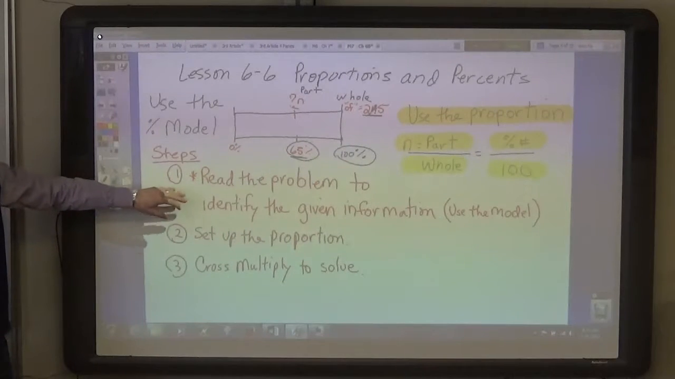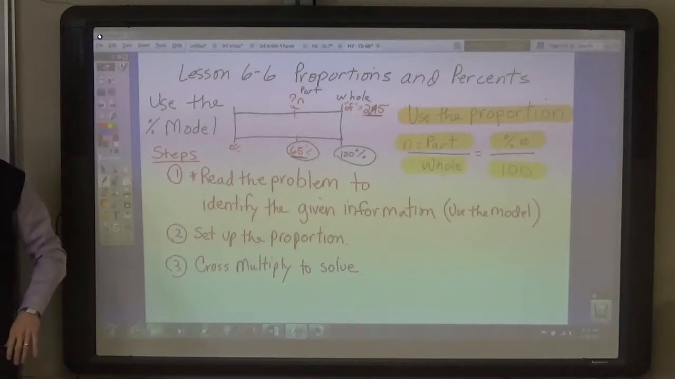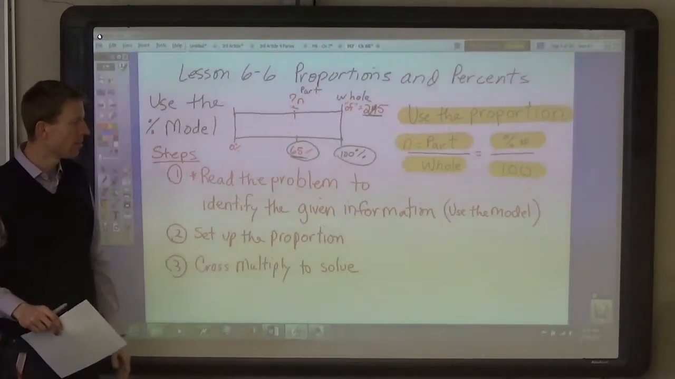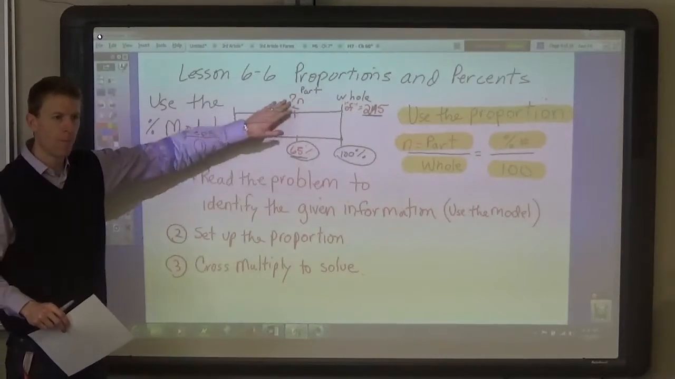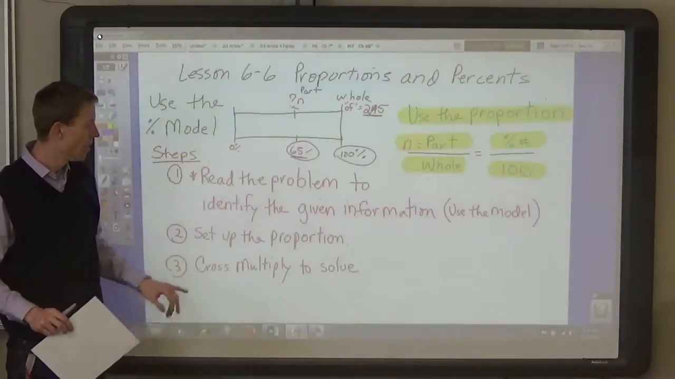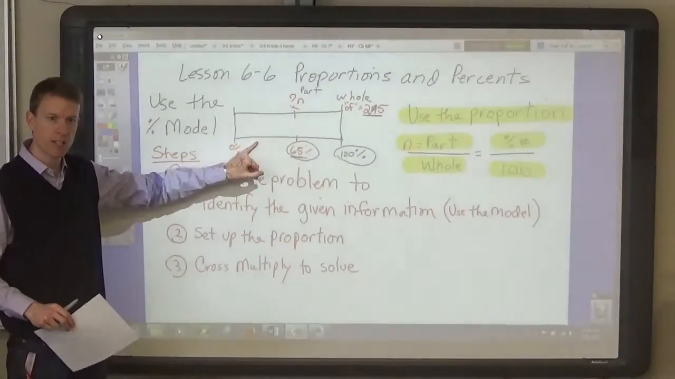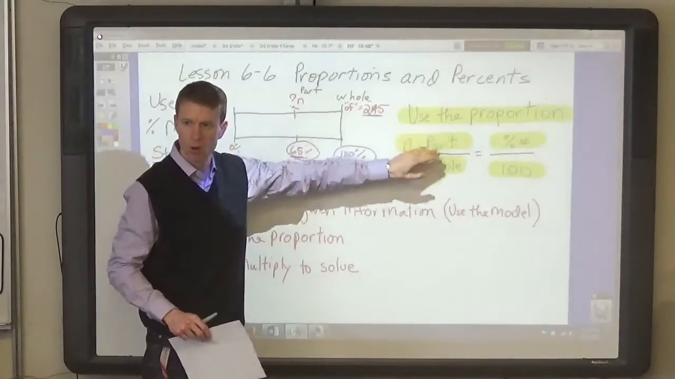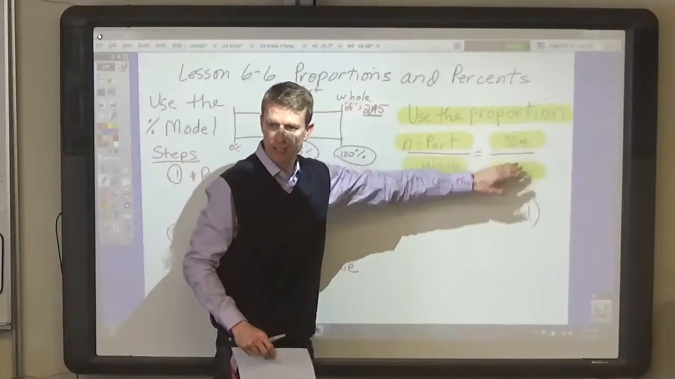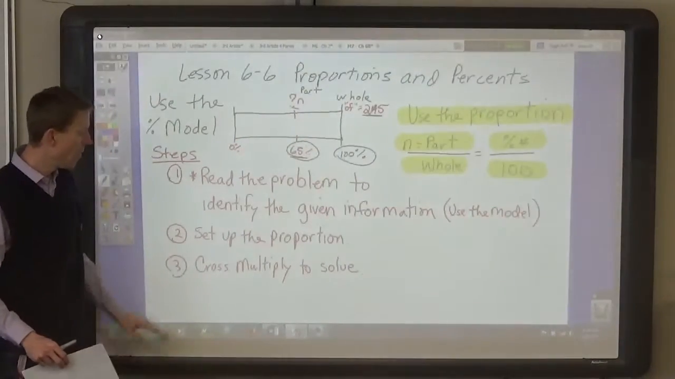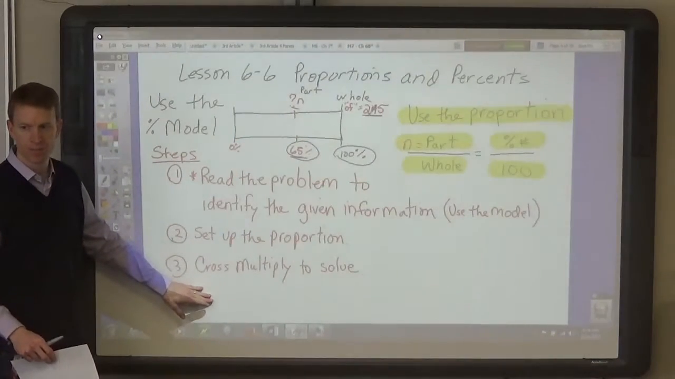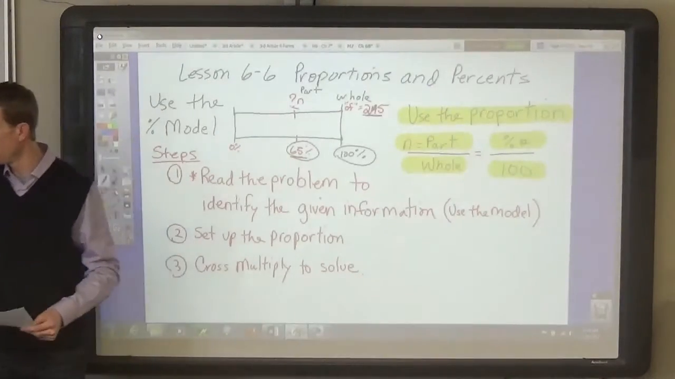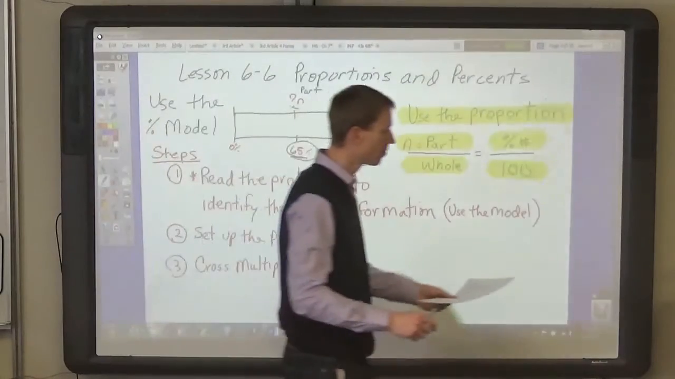Now, when you read a problem, like the ones we're going to do next, you identify from the given information how to put them on the model. And then, using the model, you can set up a proportion, part over whole, equals percent out of 100, and then cross multiply to solve. Okay? Let me show you some examples and you'll get what I mean.